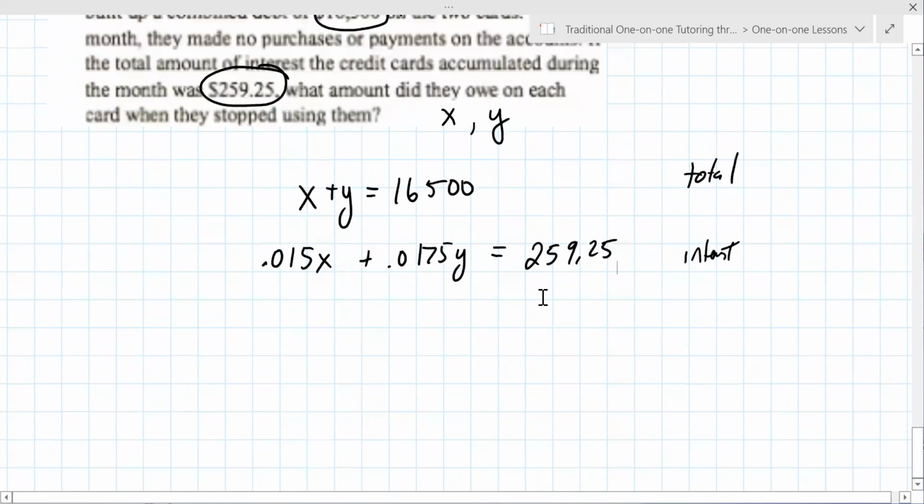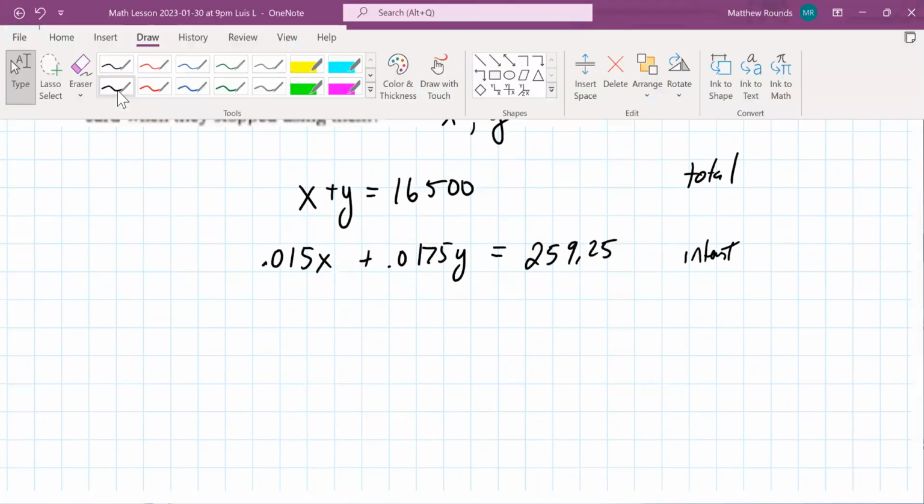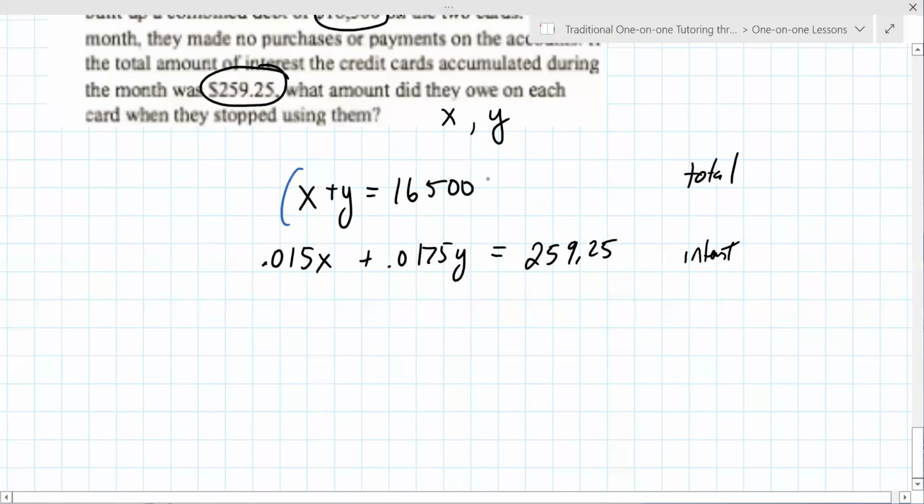I assume you want to use elimination. Is that right? Okay. Do you want to eliminate X or Y? X. Okay. What are you going to multiply the first equation by to eliminate X? Negative 0.0175... wait, no, negative 0.015. Good. It's got to be that other coefficient, but negated.